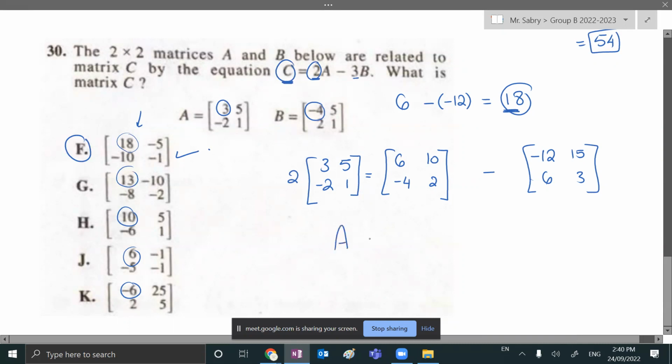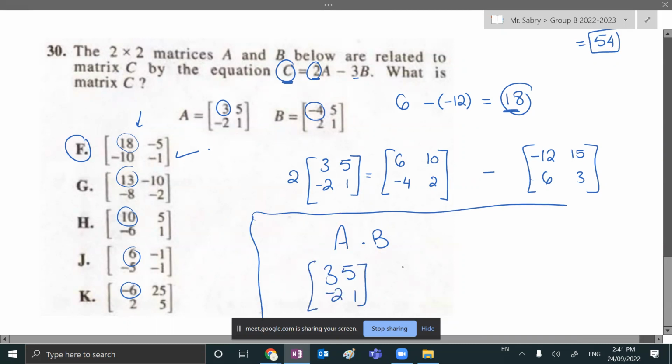Now, the other rules are the multiplication. So assume that we need to multiply A times B. This is not actually part of the question. This is just the general application. Let's say we have one like this, negative 2 and 1. This is the first matrix. Now the second matrix is negative 4, 5, 2, and 1.